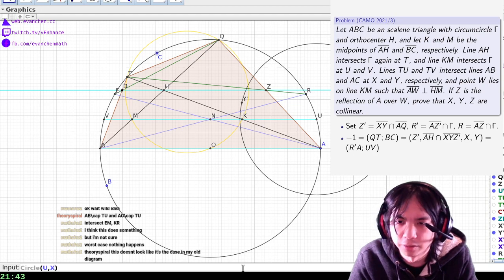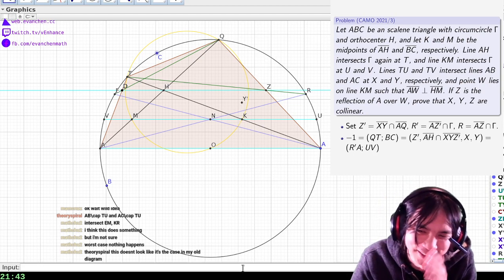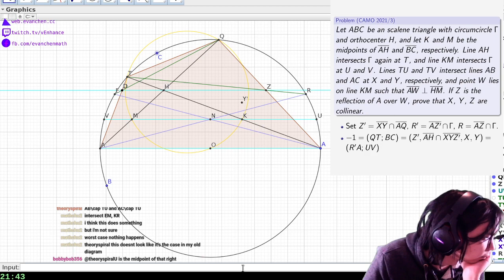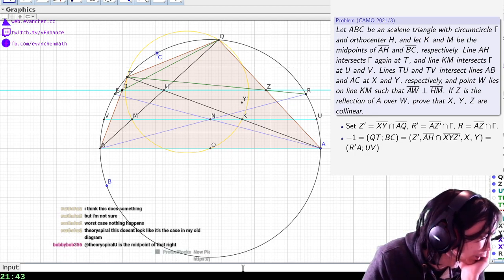Oh, that is actually true. I still don't want to add the points back in though. Yeah, U is the midpoint. It is indeed the midpoint. I just really don't want to bring X and Y back.